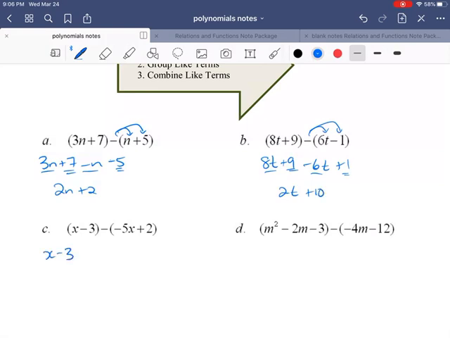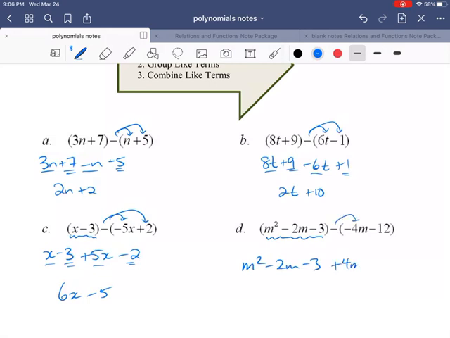Here the first set, or the first bracket, remains unchanged. This negative makes that positive 5x, and makes that negative 2. And if we combine like terms, we have 6x, negative 3 minus 2 more gives us negative 5. Here we have 3 terms in our first set of brackets. That part still stays the same. This negative gets distributed. That becomes positive 4m, and that becomes positive 12. Now we have to collect like terms.